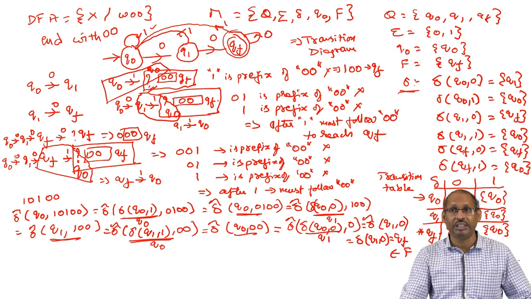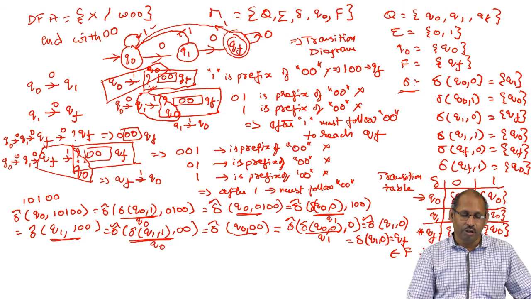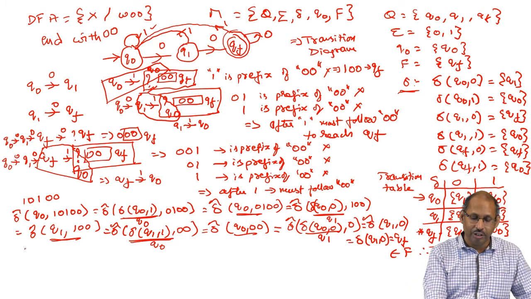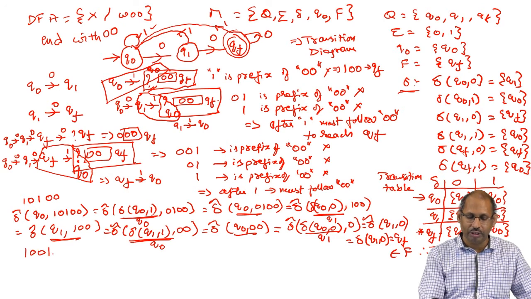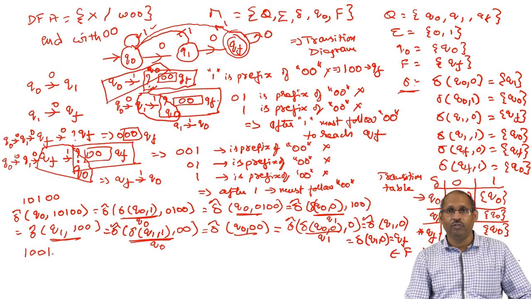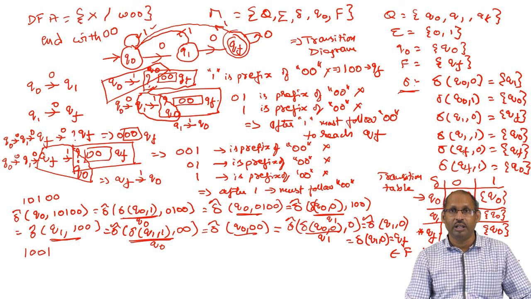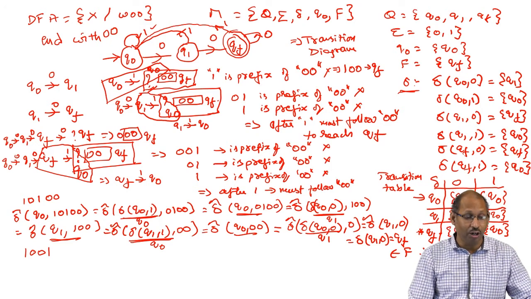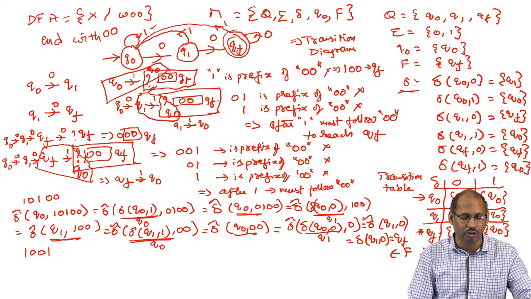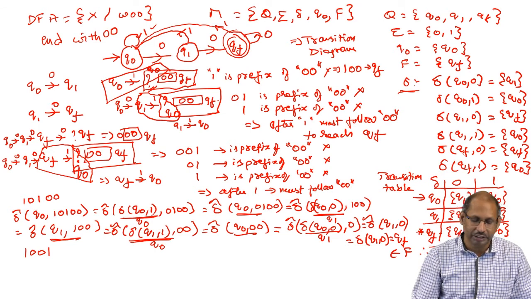Now we have considered a string that is accepted. Let's check one more string which is not accepted. We consider another input string, 1, 2 zeros, 1. By our definition, it should not be accepted, but we have to prove whether it is accepted or not. Now, we'll check.